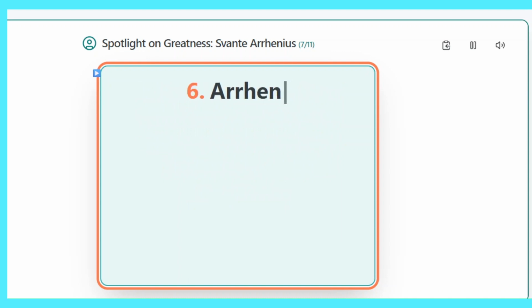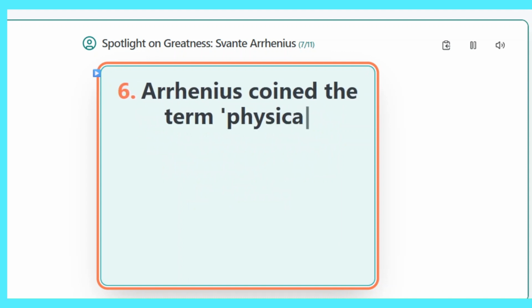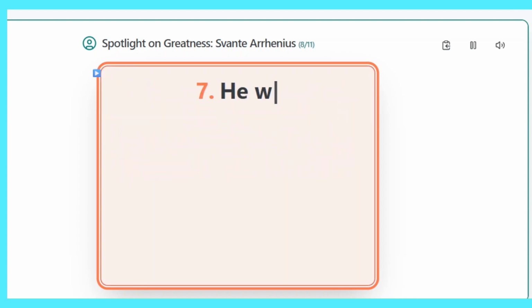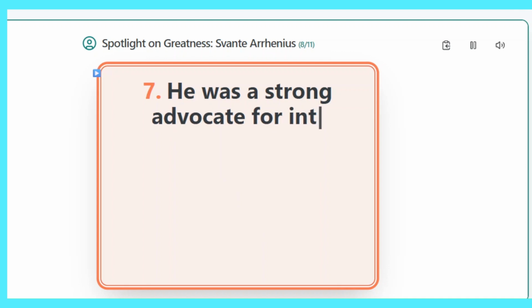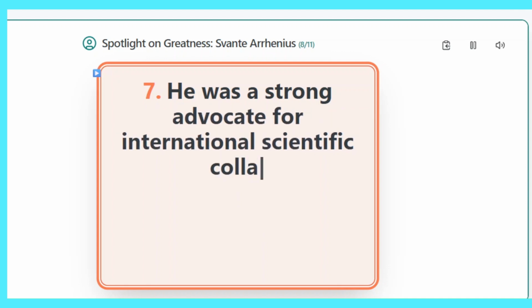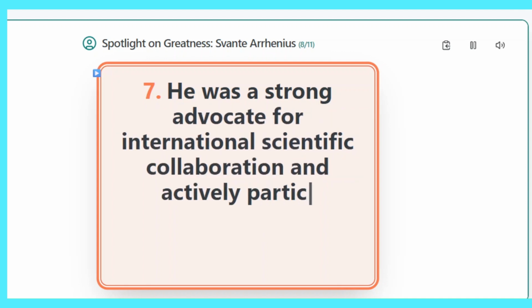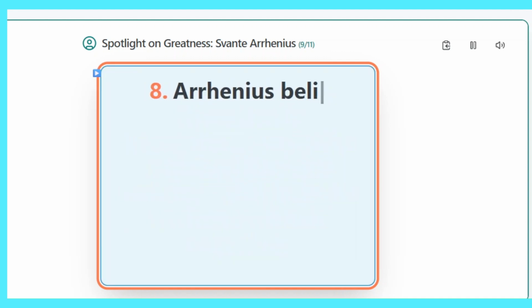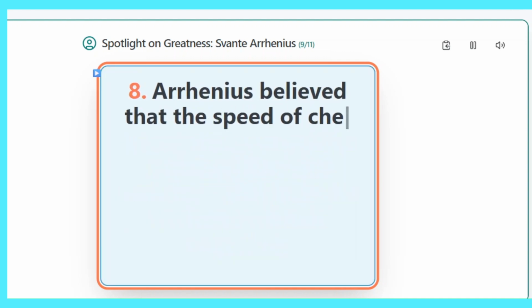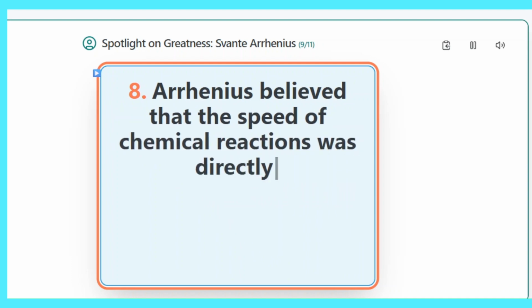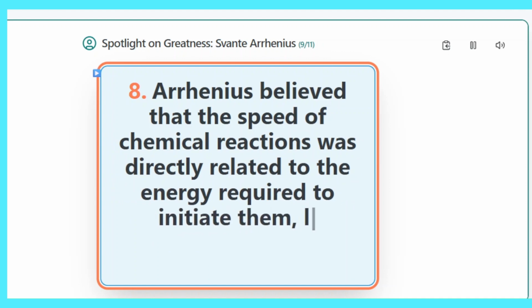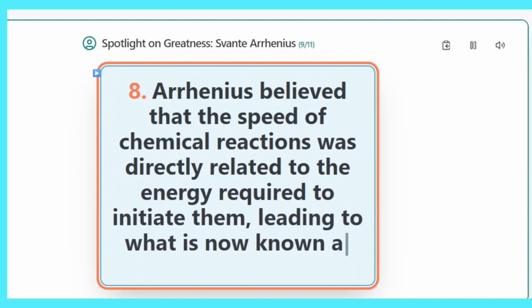Arrhenius coined the term physical chemistry, helping to define a new interdisciplinary field. He was a strong advocate for international scientific collaboration and actively participated in various scientific organizations. Arrhenius believed that the speed of chemical reactions was directly related to the energy required to initiate them, leading to what is now known as the Arrhenius equation.